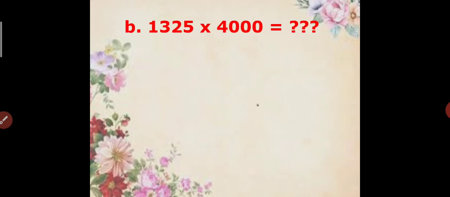1325 into 4000. That is also a multiple of 10. In 4000, we have 3 zeros. We are omitting the zeros and the remaining numbers we are going to multiply. 1325 into 4. Shall we see the answer? 5300. The answer is 5300. And after doing this simple multiplication, then add zeros. We have 3 zeros of 4000. Add all the 3 zeros of 4000. So, you got the answer 53 lakh.